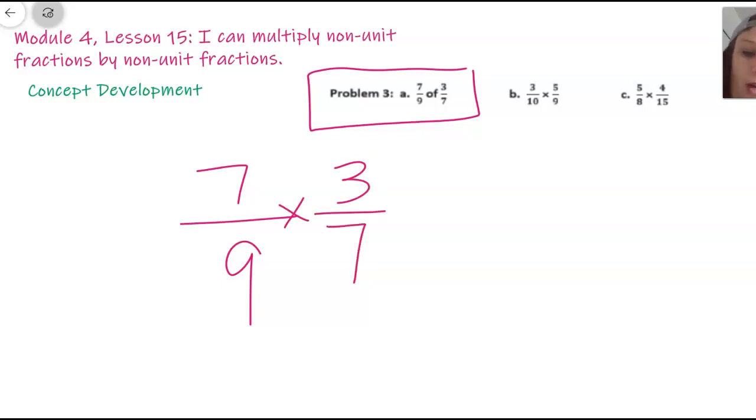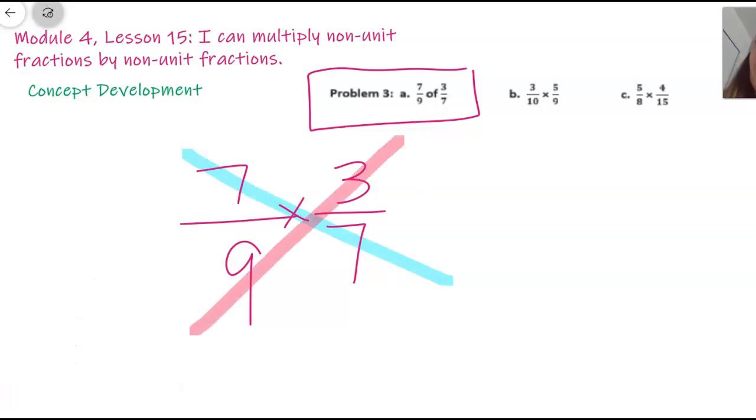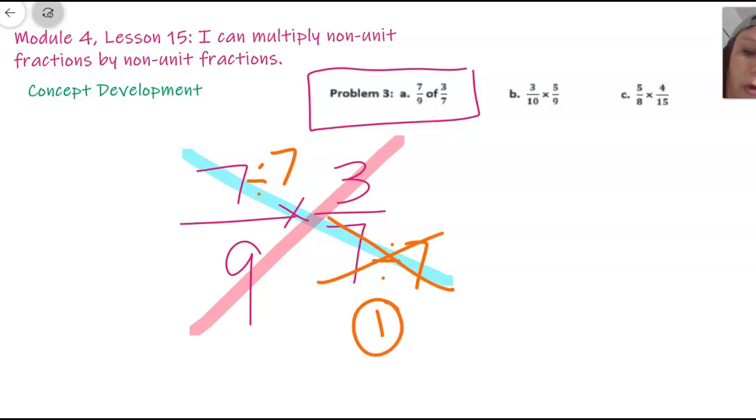Once you have this set up, what you're going to do is what we've done before. We're going to look for cross-canceling opportunities. So we're going to look this way, sideways, diagonally one way, and then diagonally the other way. So is there a number? Let's start with the blue line. Is there a number that goes into 7 and 7? Well, yes, obviously 7 goes into 7 and 7. So we're going to cross that out, and our new denominator on this side is 1, and our new numerator on this side is 1. Now we're going to look at the other diagonal cross-canceling, and is there a number that goes into both 3 and 9?